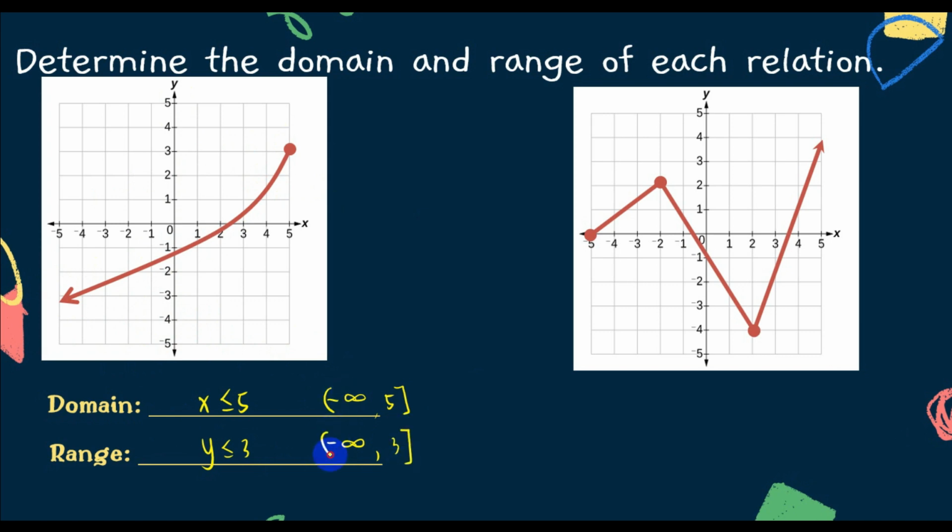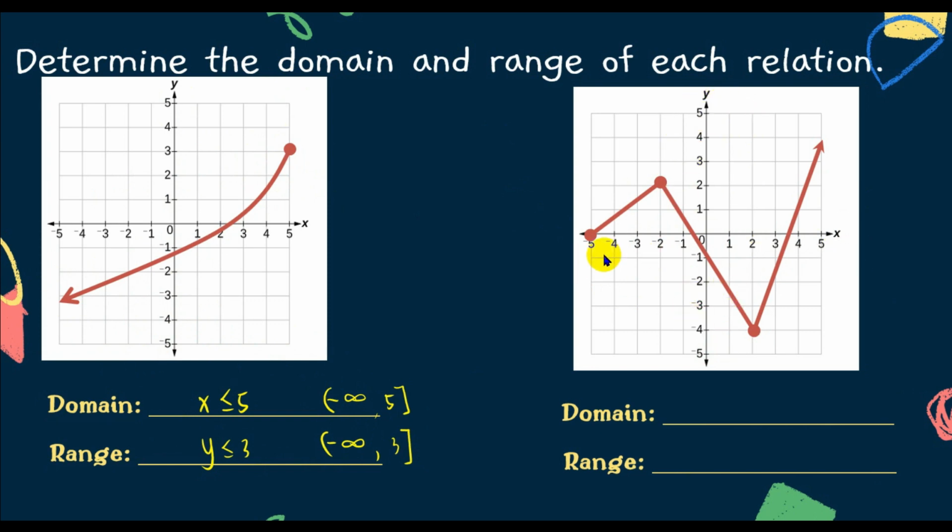Then for the negative infinity, a parenthesis. So this is for our graph here. And then for this graph, again, to get the domain, we have to describe the behavior of our graph horizontally. And then for the range, we have to describe the behavior of our graph vertically.